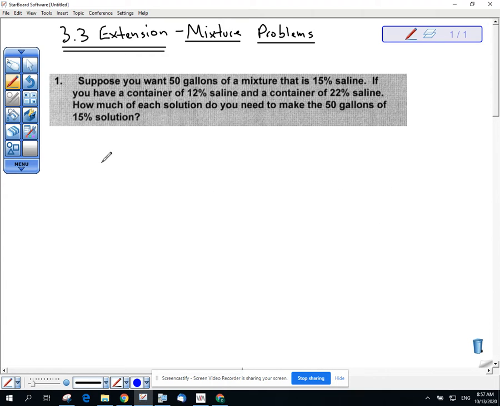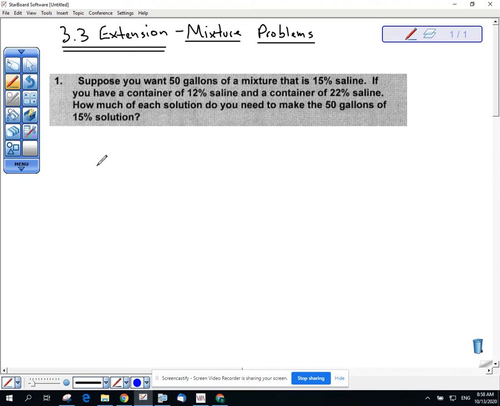So reading this real quick, it says, suppose you want 50 gallons of a mixture that is 15% saline. If you have a container of 12% saline and a container of 22% saline, how much of each solution do you need to make the 50 gallons of 15% solution? Just think about this: if you just poured 25 gallons of one and 25 gallons of the other, you're going to get the average of 12% and 22%, which would be 17%. So obviously you're going to need to pour more of one than the other to get the 15%.